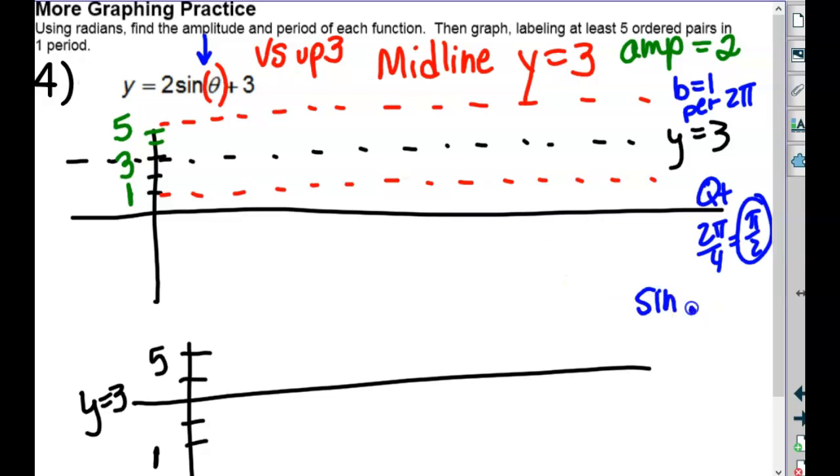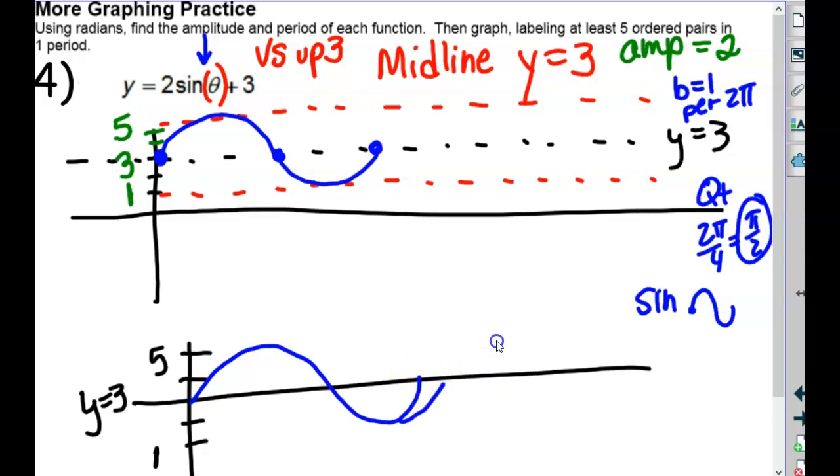Where am I starting because it's a sine graph? Sine has a shape of midline, up, down. So I'm going to start here, up, down, and I'm done. If you're drawing it counting the shifted midline, same thing, but shifted, but your shift is taken into account by relabeling that center line or midline.